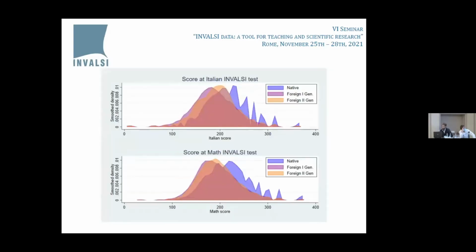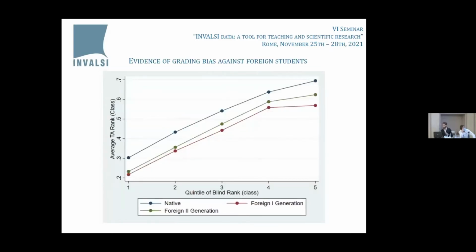As we expect, this happens also for the INVALSI test. So the distribution of native performance is dominating the performance of foreign students, both in Italian and math in INVALSI. So in both sources, there is a better performance by Italian native students. But what we are interested in is the comparison between the two sorts of information.